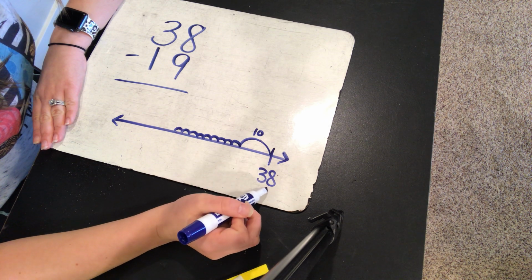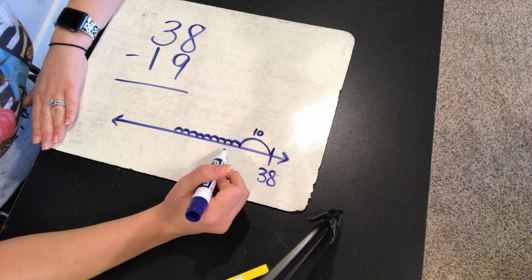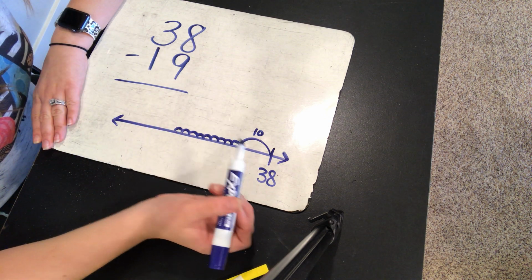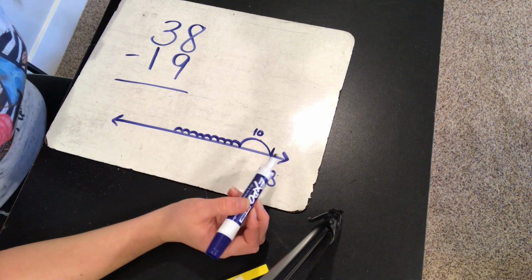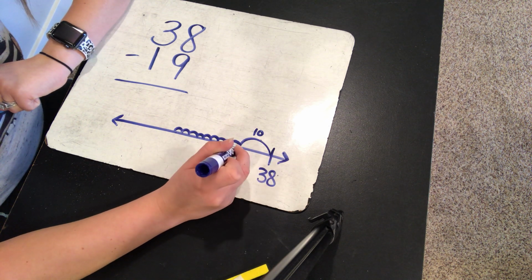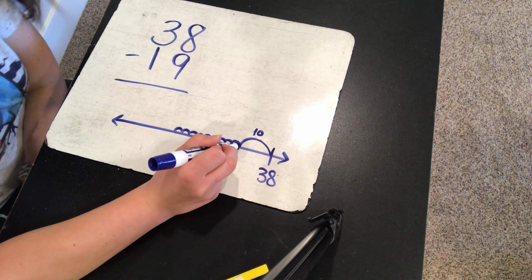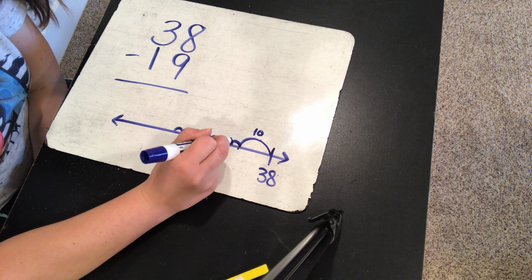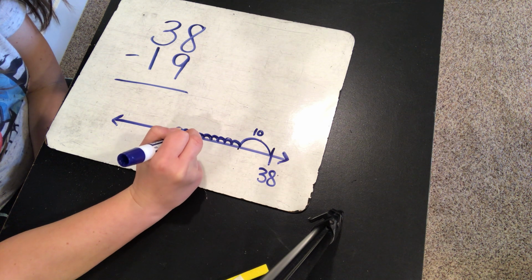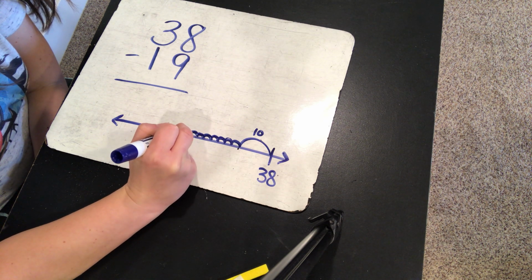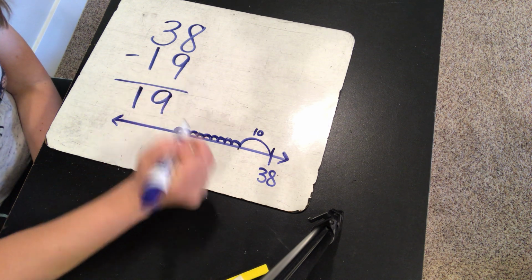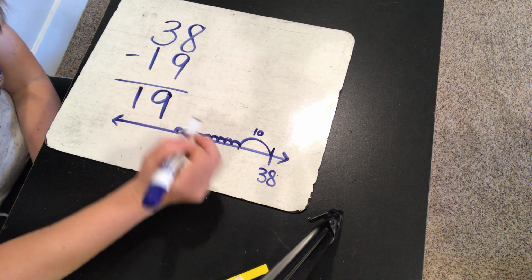Okay, so if we're counting backwards from 38, 10 less, think about if we're counting by tens. 38, 48, 58, but we're going backwards. So 38, 28, and then count by ones. 27, 26, 25, 24, 23, 22, 21, 20, 19. So 38 minus 19 is 19.